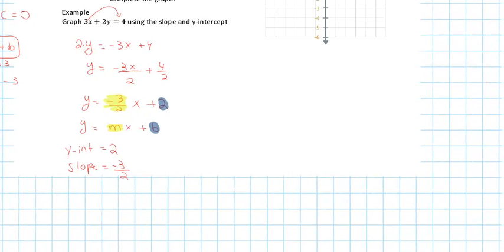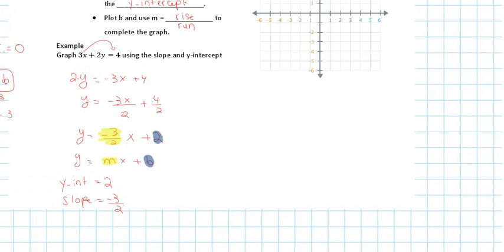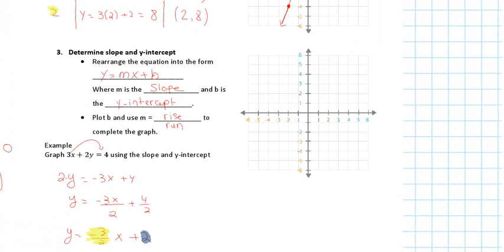So the first thing you want to do is plot your y-intercept. My y-intercept is y equals 2. Can I bring it down now? So the y-intercept is 2. Where do I put that? On the vertical line or on the horizontal line? The vertical. So this is y, and y is equal to 2. So this is my y-intercept. Remember that my y-intercept is 2.